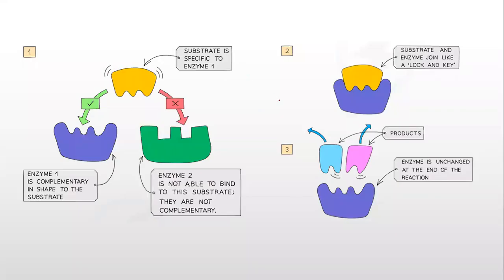Now let's talk about this lock and key hypothesis. ये क्या होती है? Now in front of you, you have a substrate and you have two enzymes, enzyme 1 and enzyme 2. Now by looking at this shape, what do you think this substrate would be complementary to, this one or this one? Obviously this one, क्योंकि इसकी shape is complementary to the shape of the substrate. So the reason is enzyme 1 is complementary in shape to the substrate, whereas enzyme 2 is not able to bind to the substrate. They are not complementary.